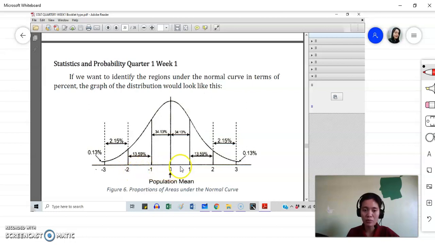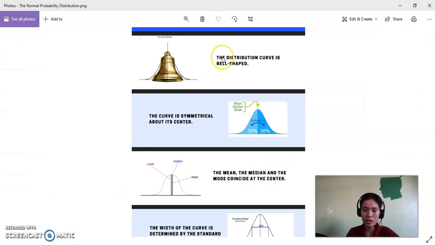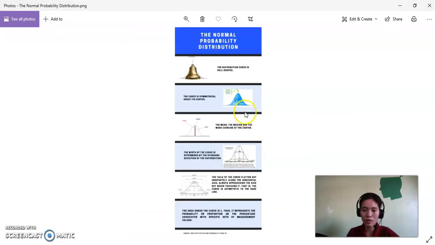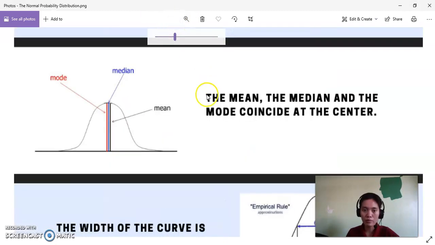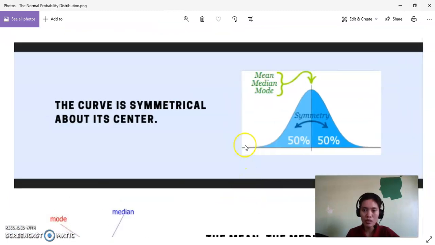From 0 to -2 and 0 to +2, you can see that the areas in between two z values, for example -1 to -2 and +1 to +2, are the same. This is because your normal curve is symmetrical about its center. It is one of the properties of a normal curve. So there is a symmetry.